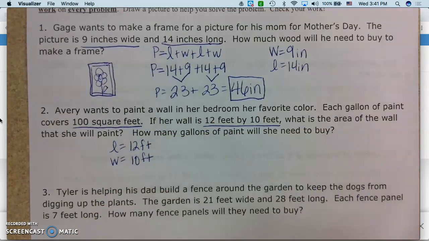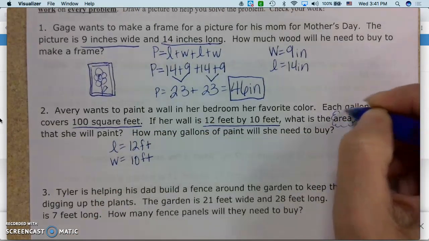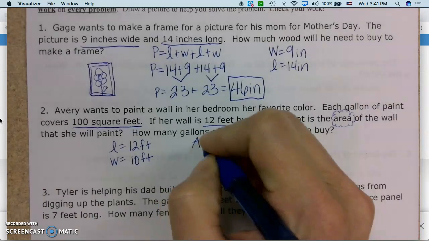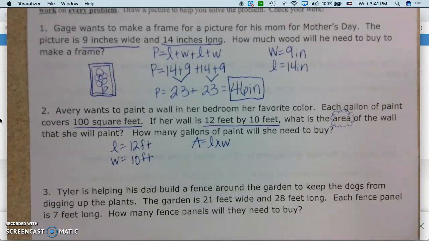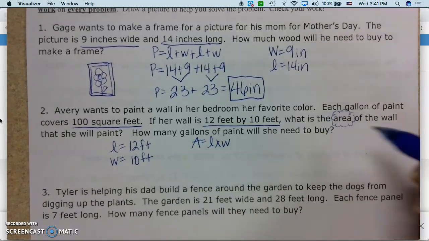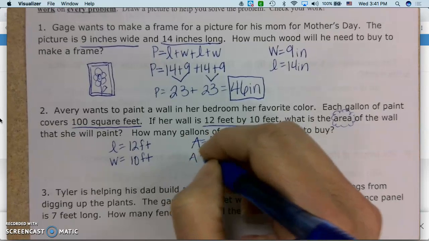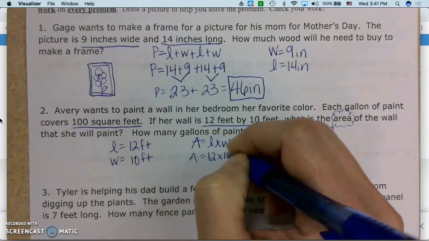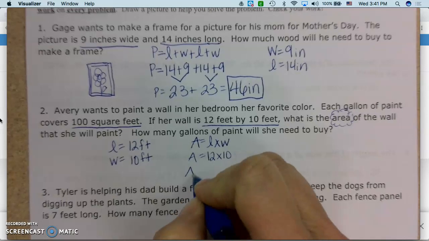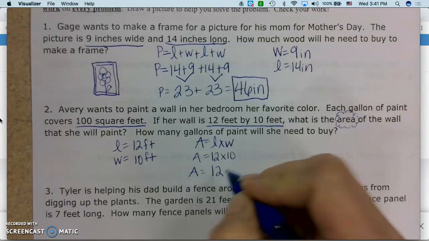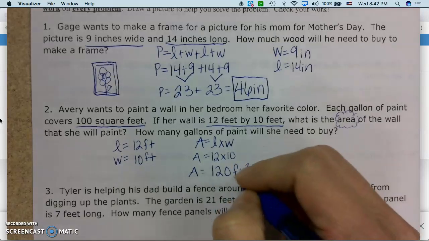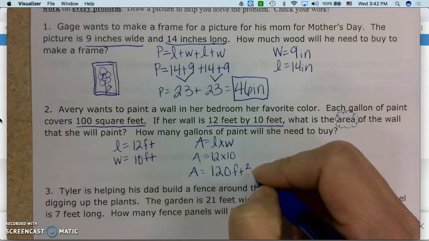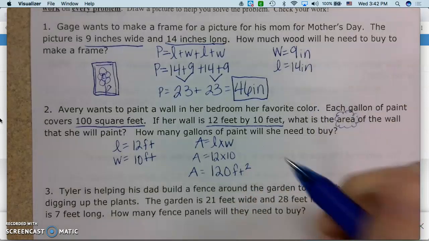And so if I were to paint the wall, it even says area. So you need to know the formula for area of a rectangle is length times width. And then substitute what you know into your formula. First, they want to know what is the area of the wall. So area would be equal to 12 times 10. Multiply 12 times 10. Anytime you multiply by 10, you write down the number, and then you're moving that decimal over one place to the right, so it's 120. And area is always squared, so it's feet with the little 2 after the abbreviation for feet.